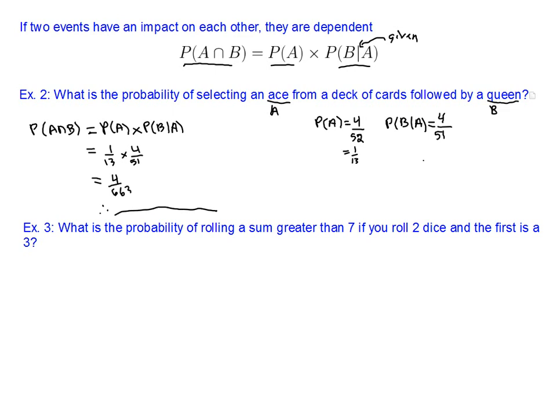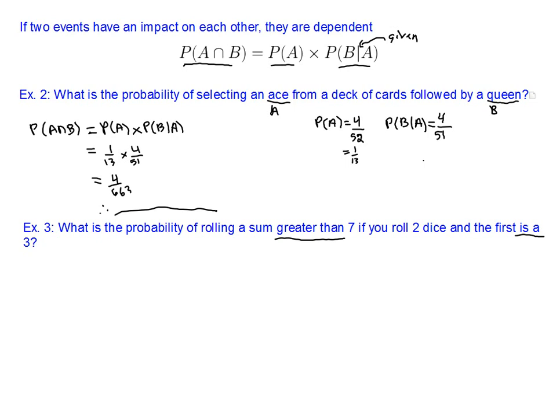So let's look at a slightly different example. Again, dealing with dependent events, but a slightly different approach here. So the question is asking, what is the probability of rolling a sum greater than 7 if you roll 2 dice and the first is a 3? So in this case, we already know that the first die was a 3. So these things become dependent because we're trying to figure out the sum if we already know the result of one of the other dice.